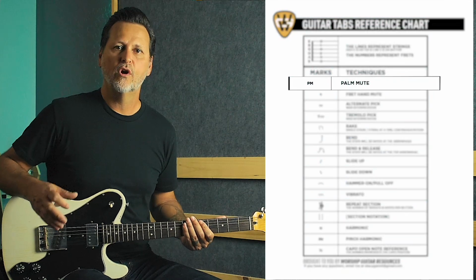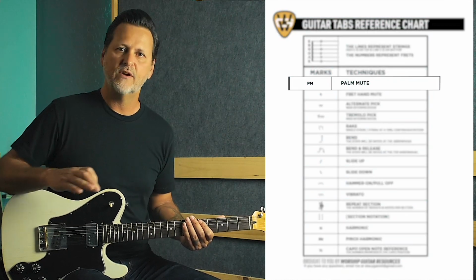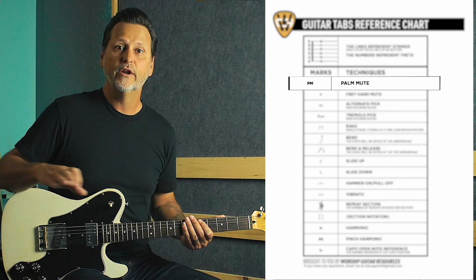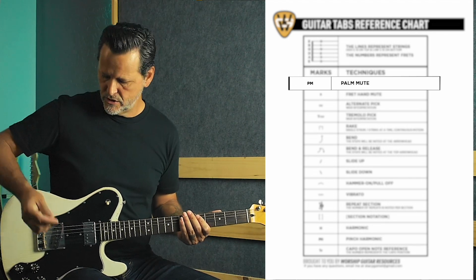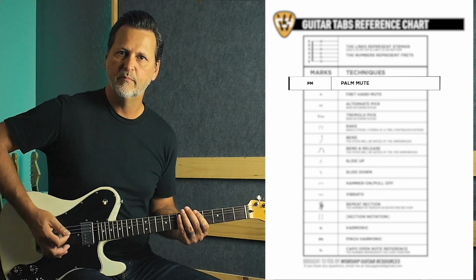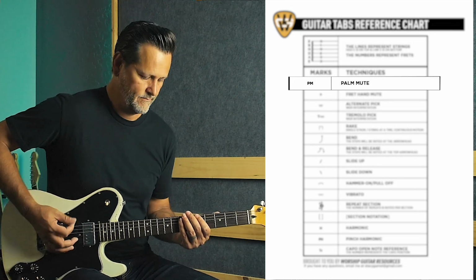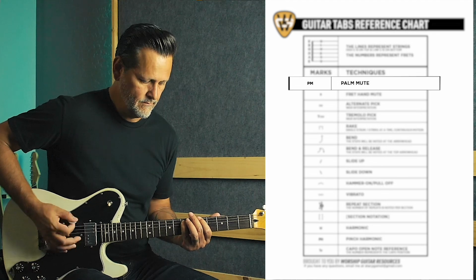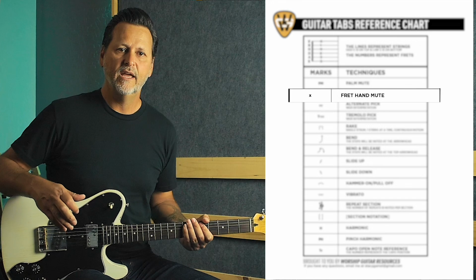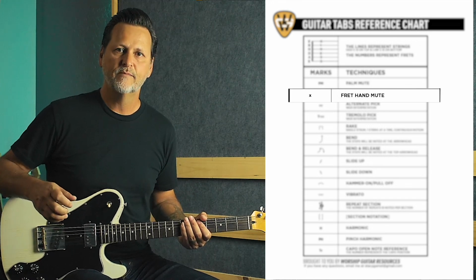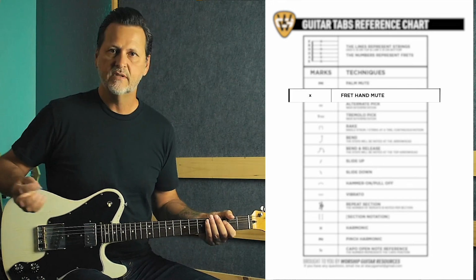The first mark we're going to go over is palm muting. That'll be a PM followed by a dotted line running across all of the notes in that section that will be palm muted. Palm muting is just your palm resting on the bridge and then picking the notes. It sounds like this. Next we have a fret hand mute, and that's just represented with an X, and sounds like this.